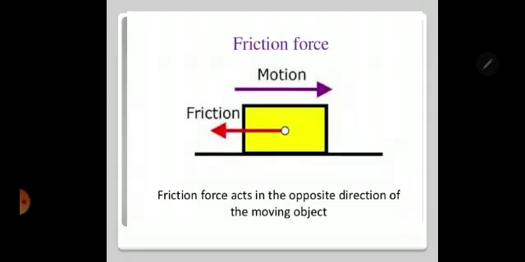This is what opposite direction means. The motion force is opposed by the friction force. So the friction force acts in the opposite direction of the moving object, causing it to slow down and stop.